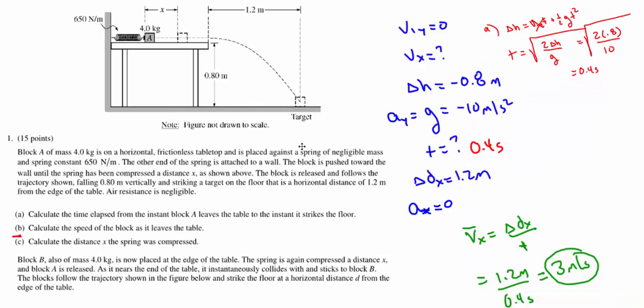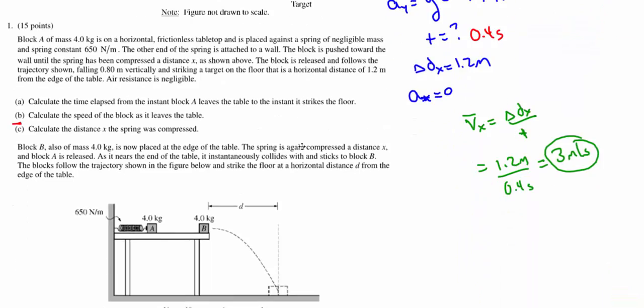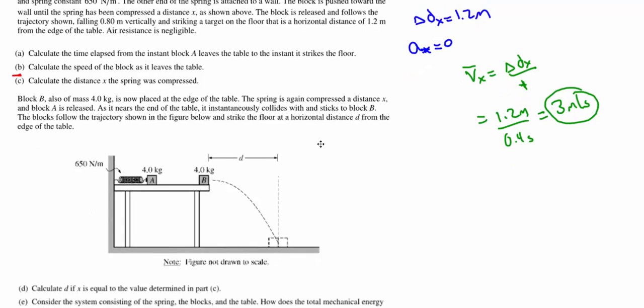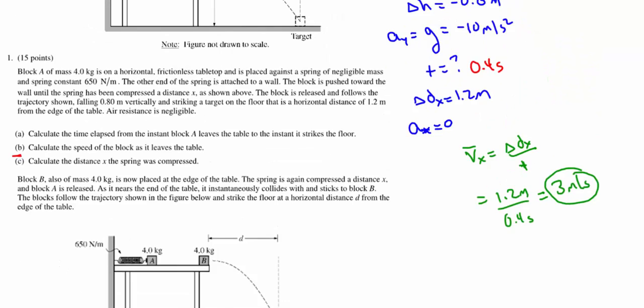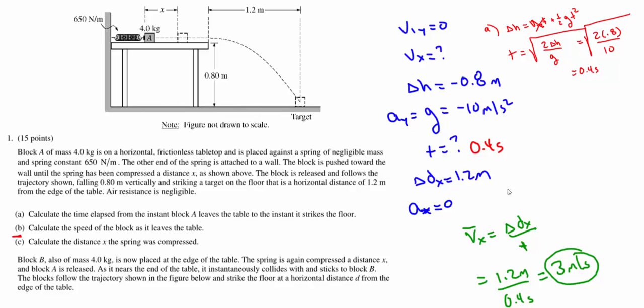Okay, I'm going to leave that as is. Now we want to calculate the distance the spring was compressed. Well, because there's no energy loss during the entire transition, and I shouldn't be using this bottom diagram for this, should I be? Okay, I gotta clean up my work.